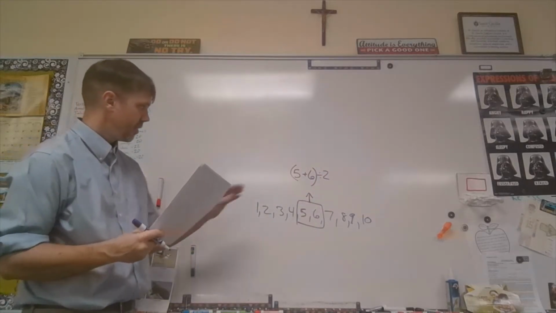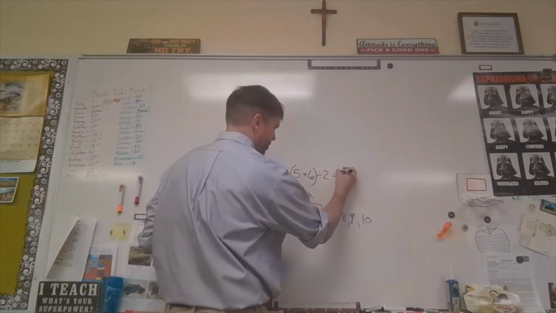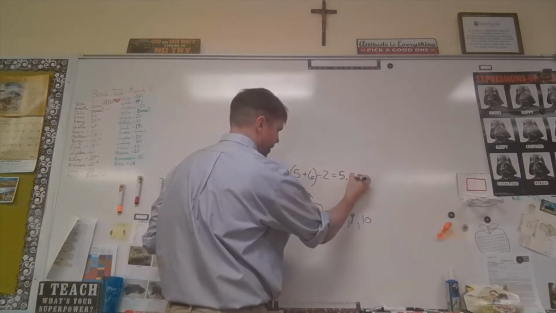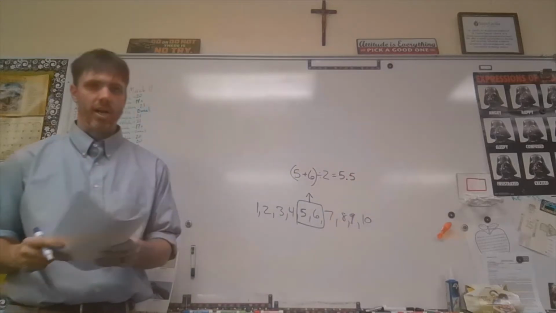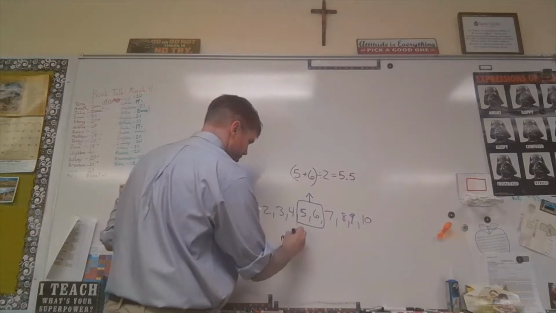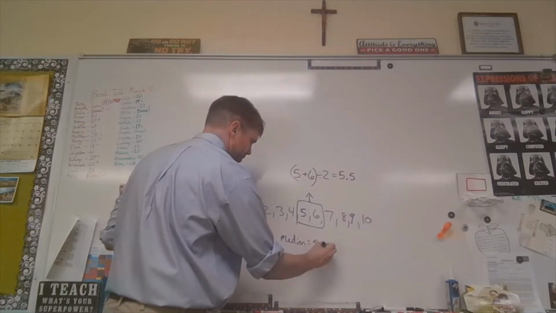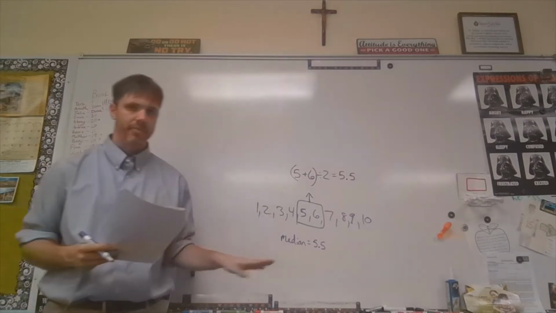And 5 plus 6 is 11. 11 divided by 2 is going to be 5.5. All right? So your median is equal to 5.5. All right?